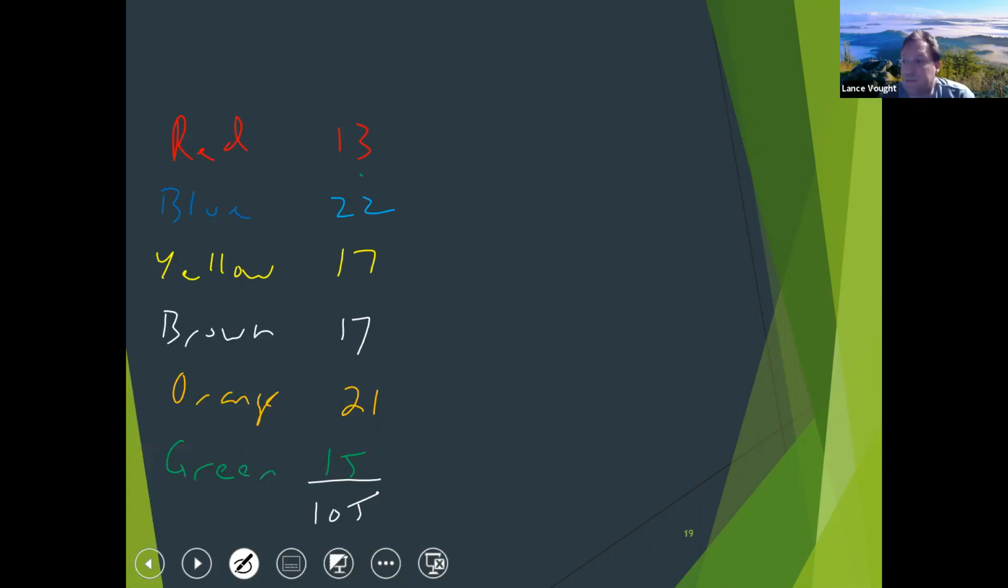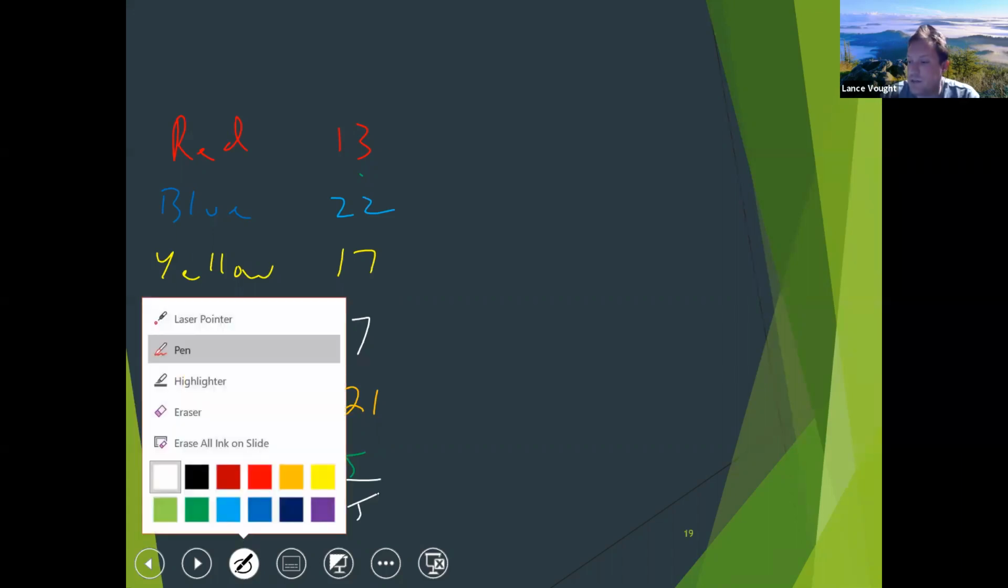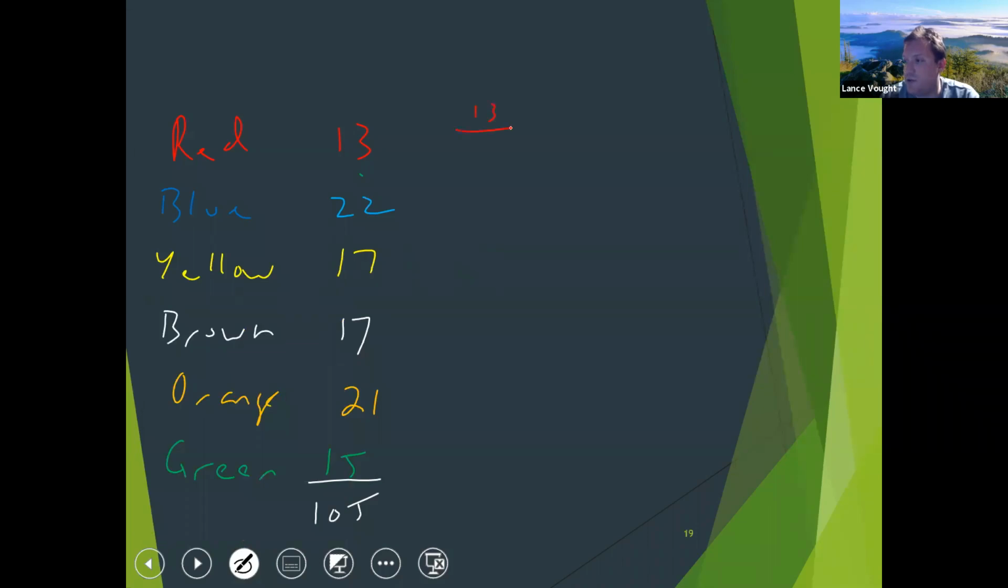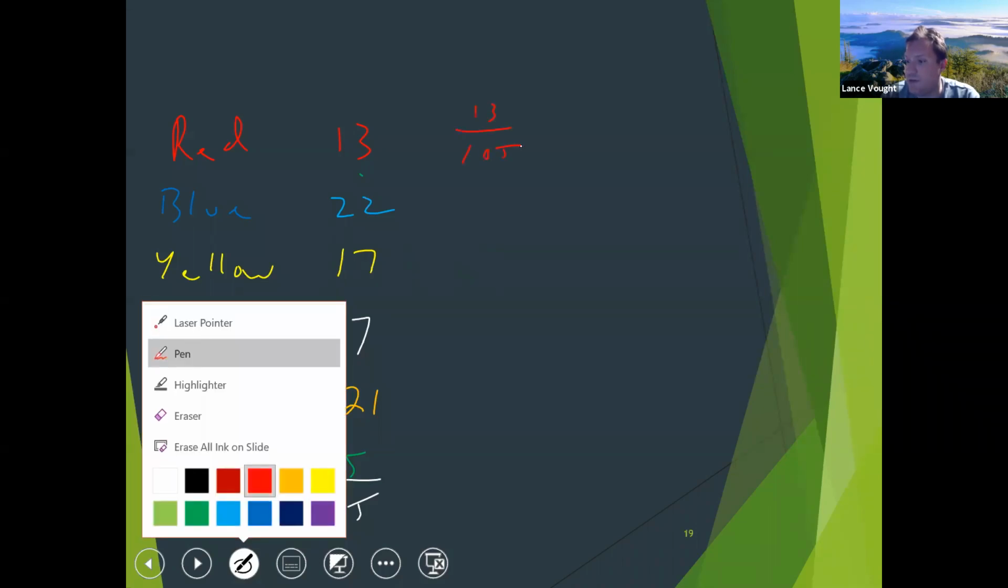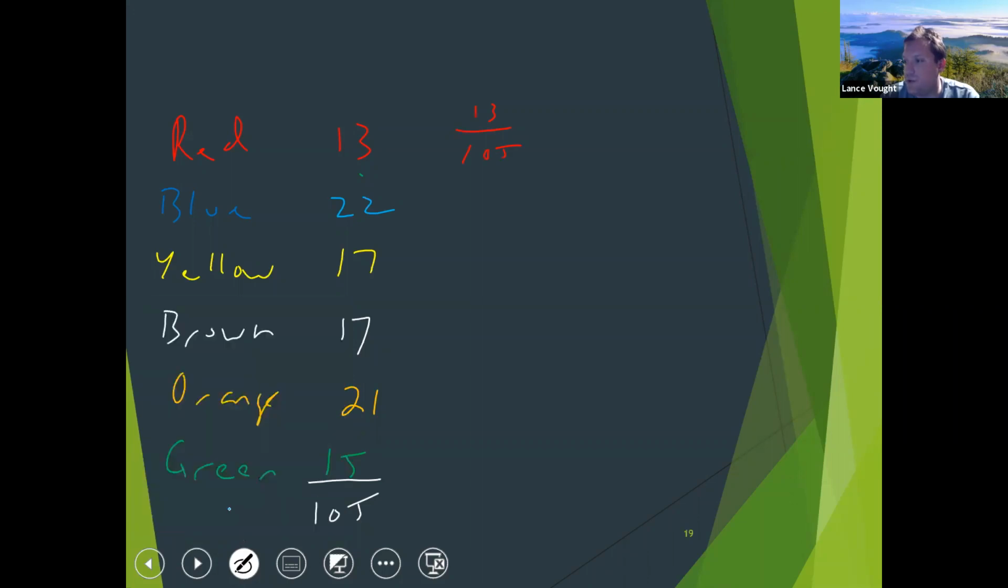So in simplest form, our fractions here are going to be 13 over 105, 22 over 105, 17 over 105, 17 over 105, 21 over 105, and 15 over 105. Okay.